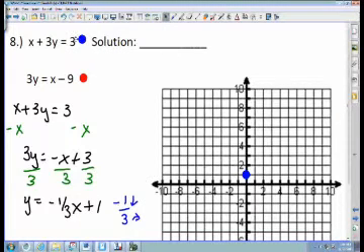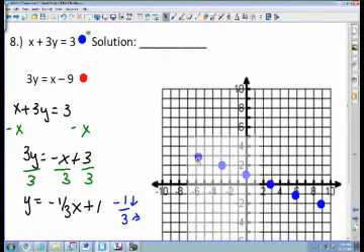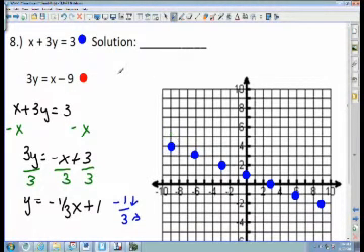So I'm going to grab my dot. I'm going to go down 1 to the right 3, down 1 to the right 3 again. I can also go backwards, up 1 to the left 3. All right, now I can't graph this other one yet either, though. I have 3y equals x minus 9. What do I need to do before I can graph?